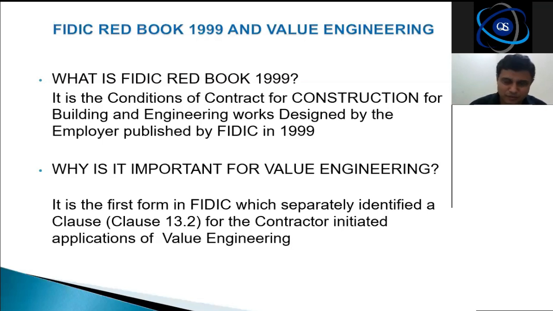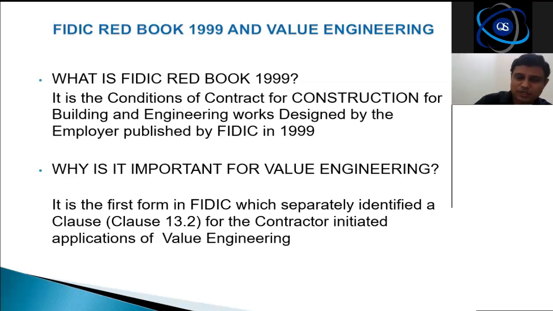Now you know that in the FIDIC 99 version, an engineer can issue an instruction and initiate a variation, or it can be done through a proposal. Either it can be an instruction or it can be a proposal, right? That proposal can be twofold. Either the engineer asks the contractor to give a proposal and based on that he issues an instruction, or the contractor proposes. This contractor's proposal is the appropriate part pertaining to the value engineering clause, right?